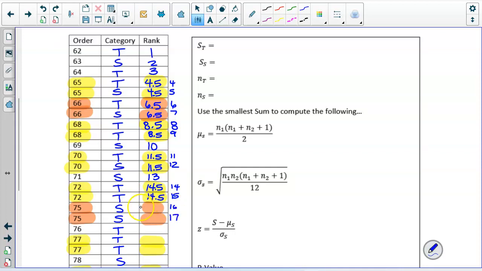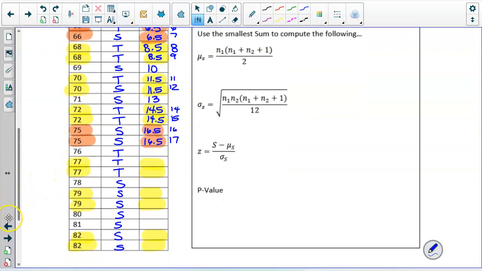16, 17, 16.5. Okay. And this one would be 18, then 19, 20. So 19.5. 21, 22, 23. 22.5. Very good. There. 24, 25, 26, 27. Should I have 27?